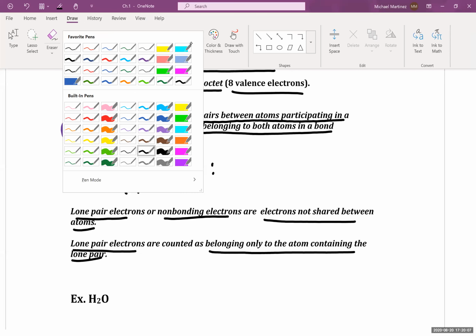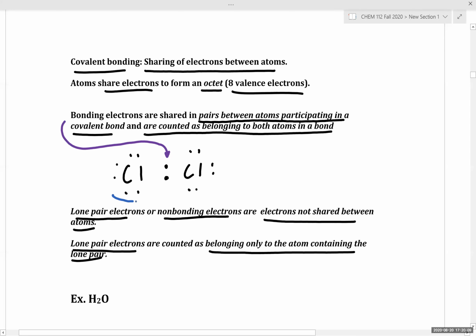So if we draw a map to indicate what electrons belong to which atom, we see that the chlorine on the left has 2, 4, 6 lone pair electrons that belong exclusively to that chlorine, and it's sharing 2 bonding electrons. So 6 plus 2 gives us 8 electrons surrounding our chlorine on the left.